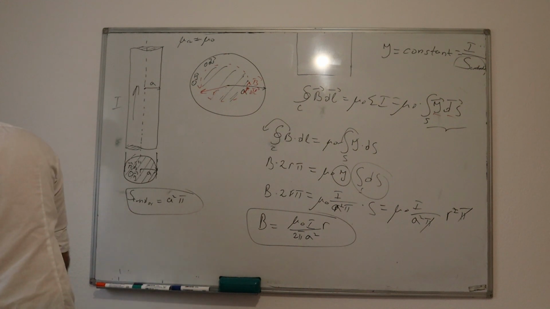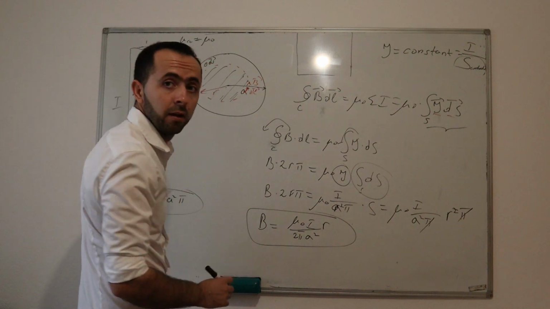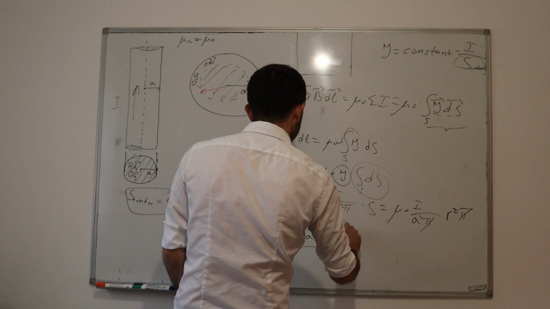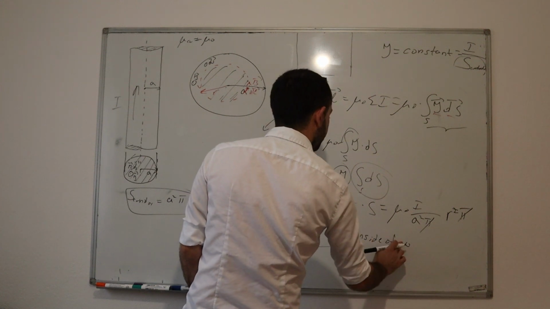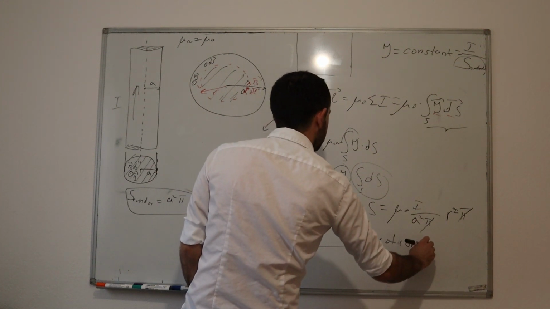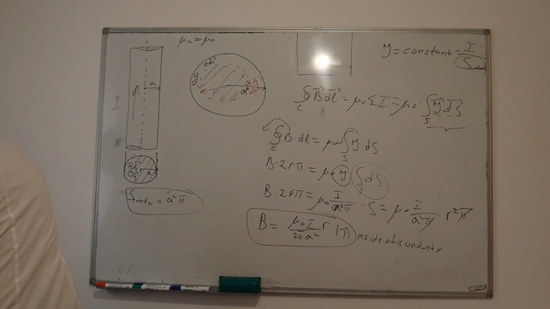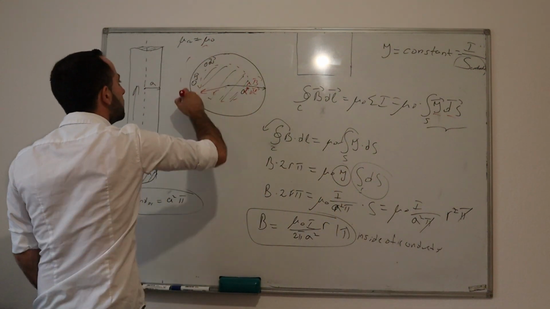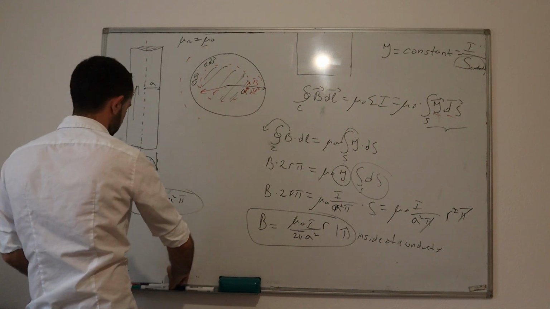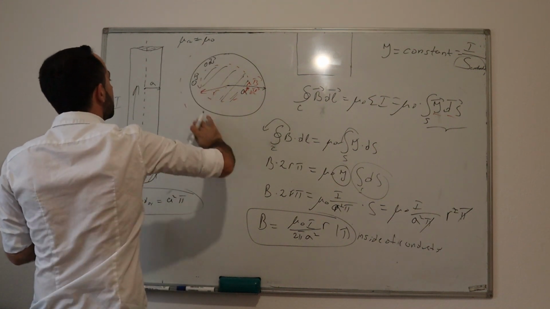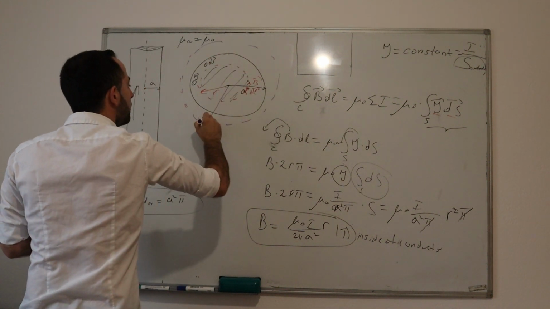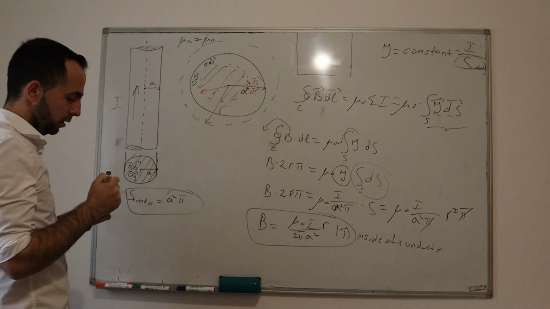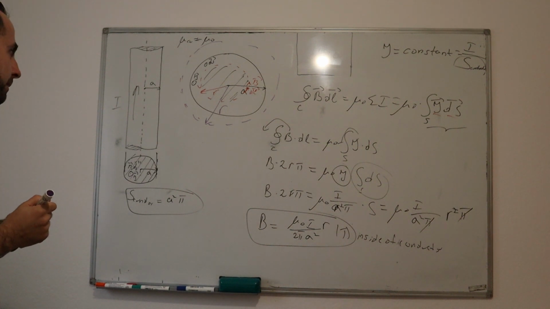Let me just check. Tesla, and this is inside of the conductor. If we want to calculate it outside of the conductor, we will choose our closed contour outside of the conductor with a new radius r.